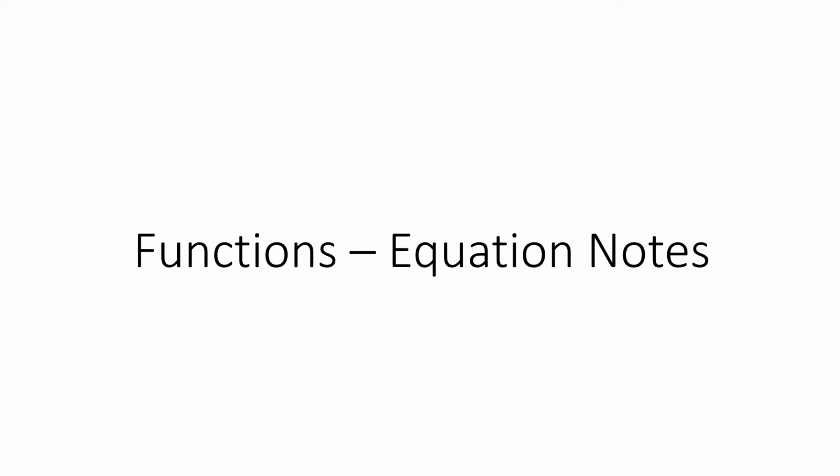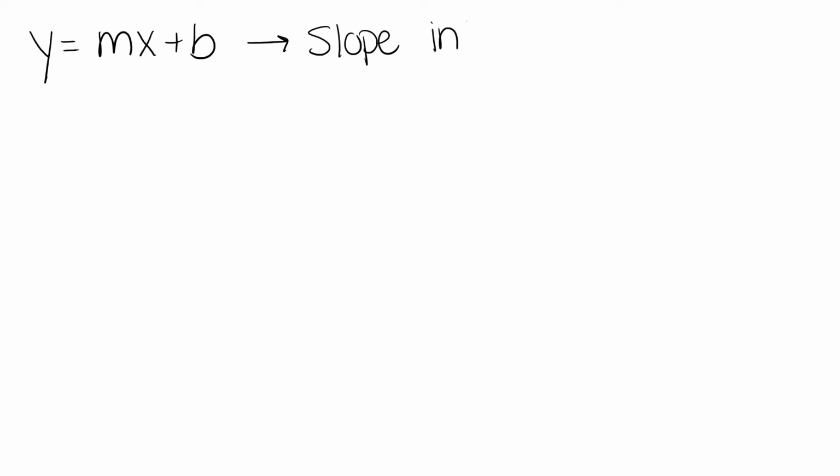This video is over functions, specifically equations. When you're dealing with a function equation, typically you're dealing with the equation y equals mx plus b. This equation is referred to as slope-intercept form because it's made up of the pieces called slope and intercept. And we're going to talk about those vocabulary terms.